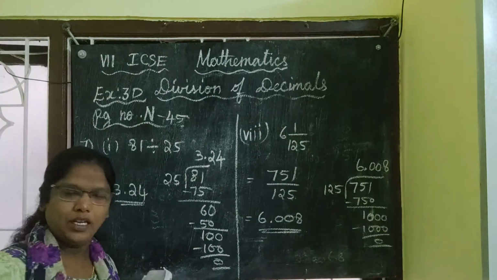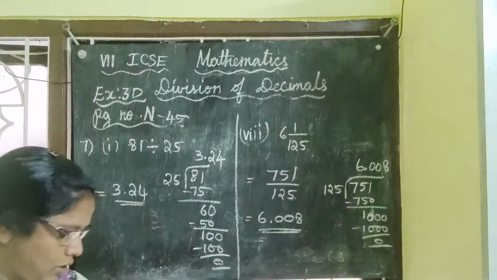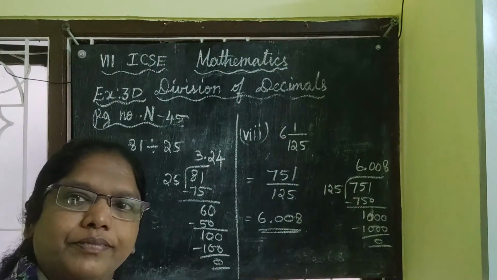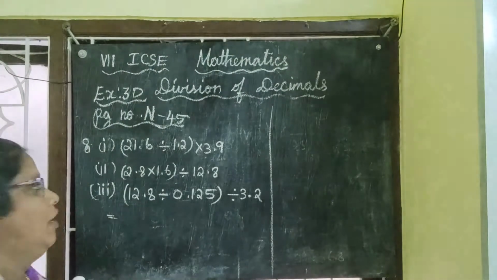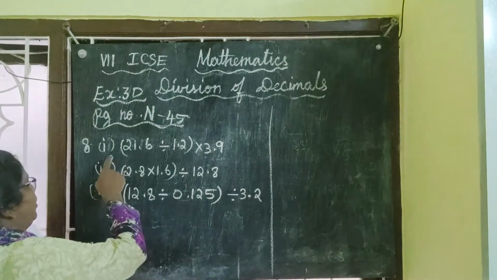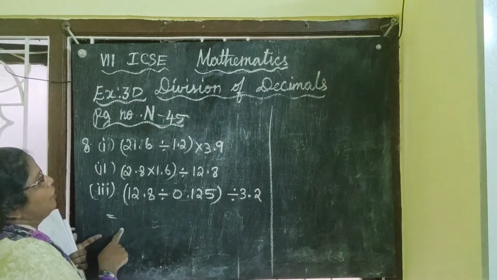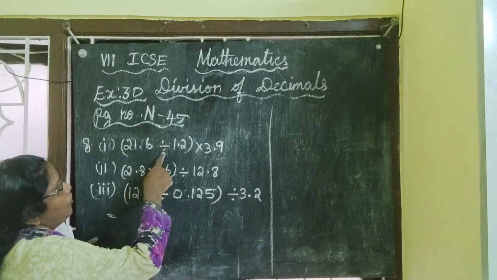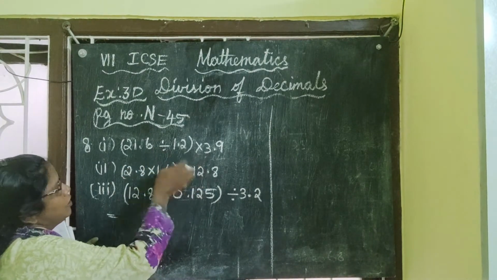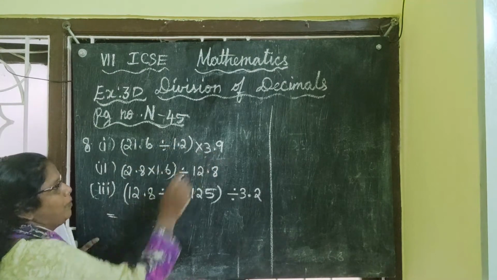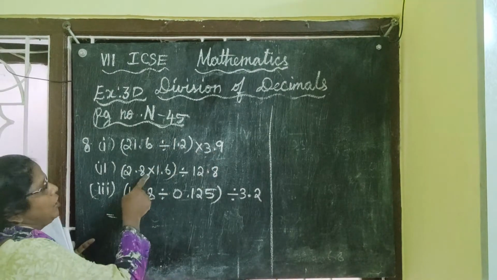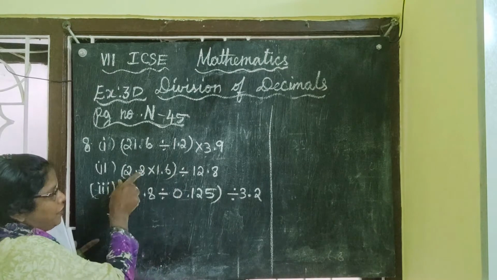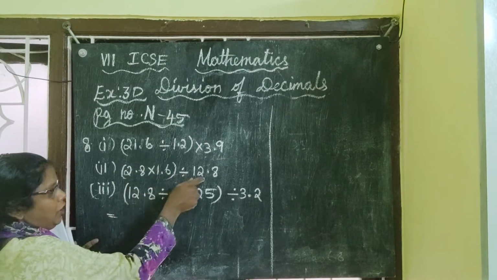6.008. Understood, children? Next, we will move to the 8th one. Here you see 8th one, 3 division sums are given. In between here division is given, here multiplication. So first you divide this one, then you multiply by the given number. Here you see, here multiplication, here division. So first you multiply both numbers, then you divide.